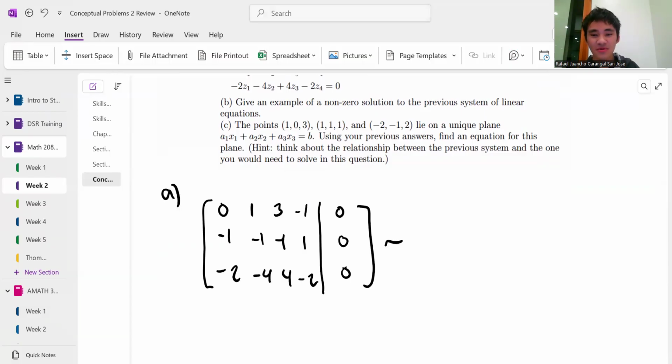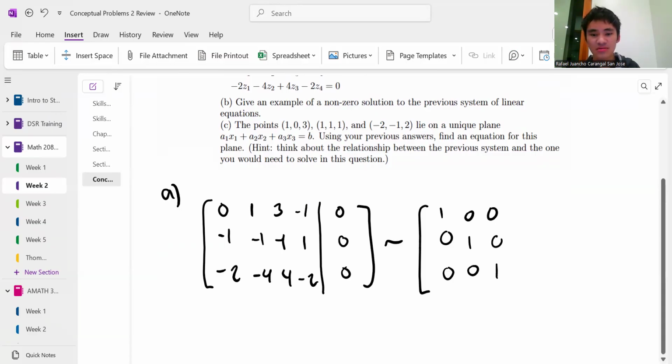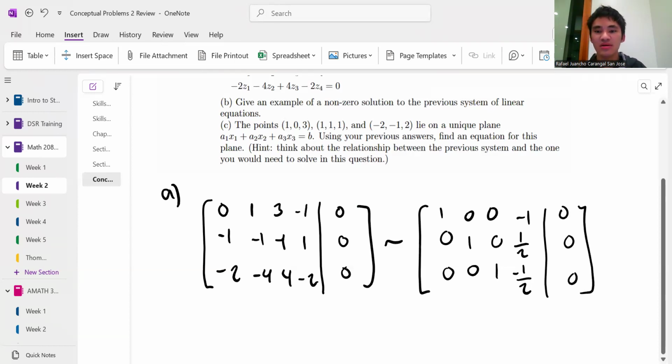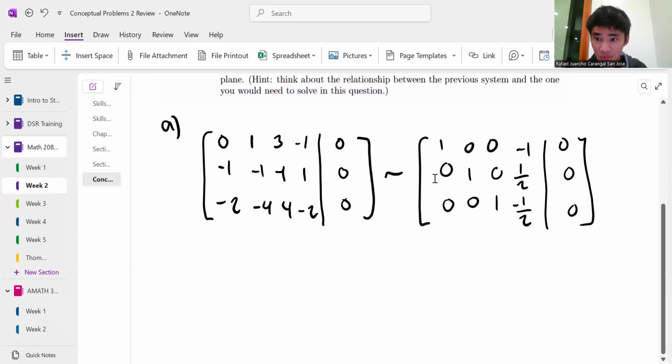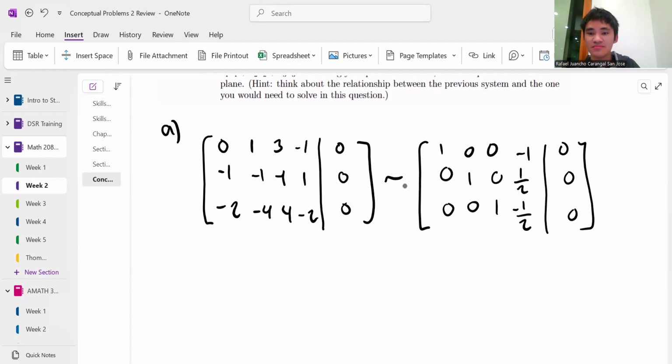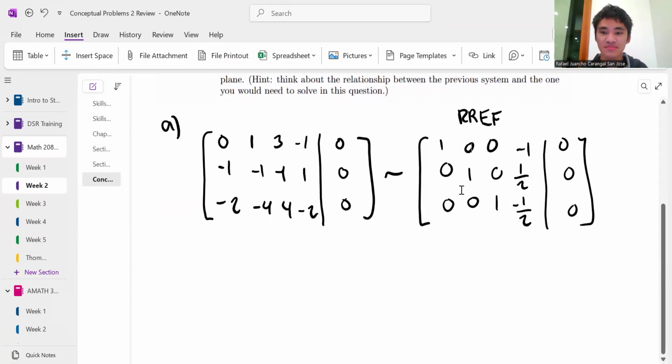So I'm not going to do the whole computation, but basically, this is going to be 1, 0, 0, 0, 1, 0, 0, 0, 1, -1, a half, -1 half. And that would be reduced row echelon form, RREF, right? How do we know?